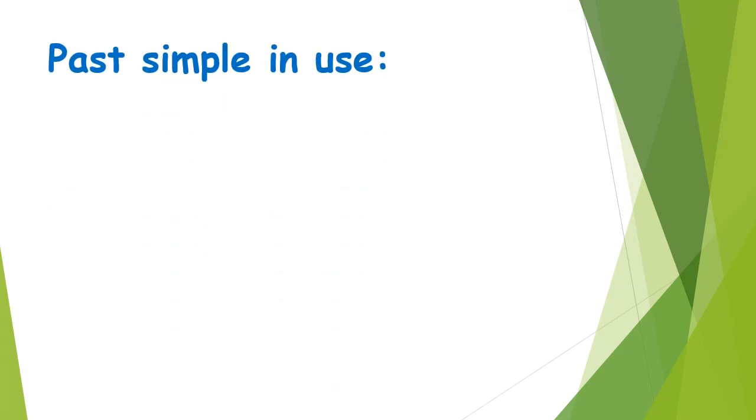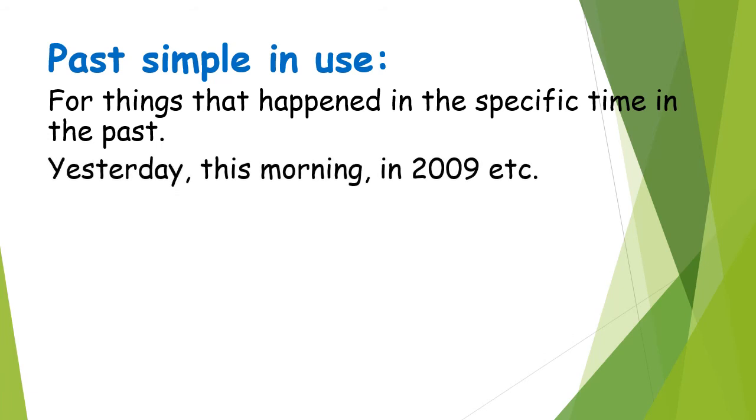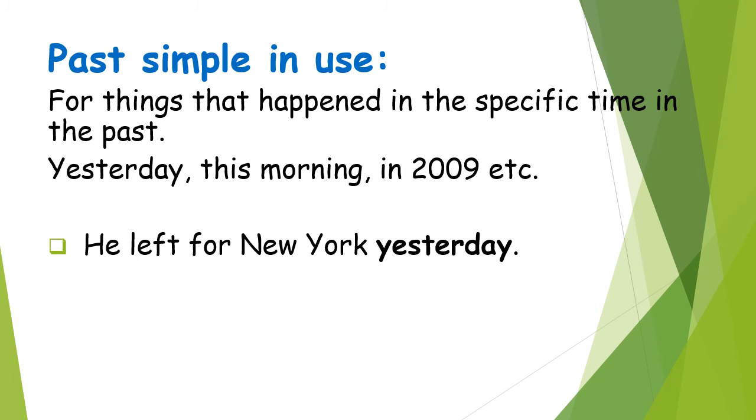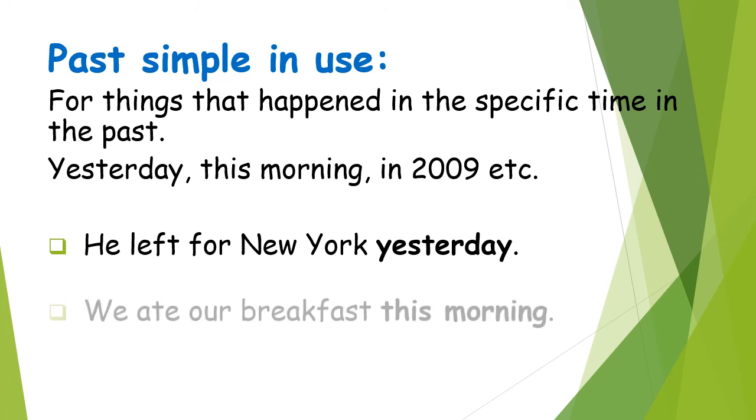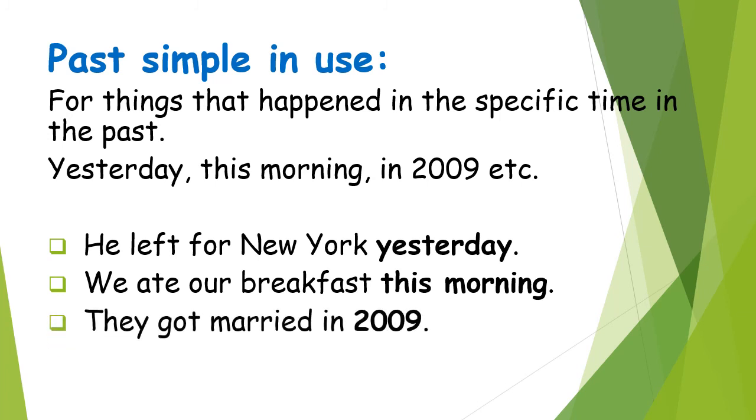Now I'll tell you, where do we use past tense, or what is the use of past tense? It is used for the things that happen at a specific time in the past or the time which has passed or gone. For example, we use certain words: yesterday, this morning, or in 2009, such as he left for New York yesterday, we ate our breakfast this morning, they got married in 2009. So we have the indicators yesterday, this morning, 2009, which tell us that the sentence is past tense.